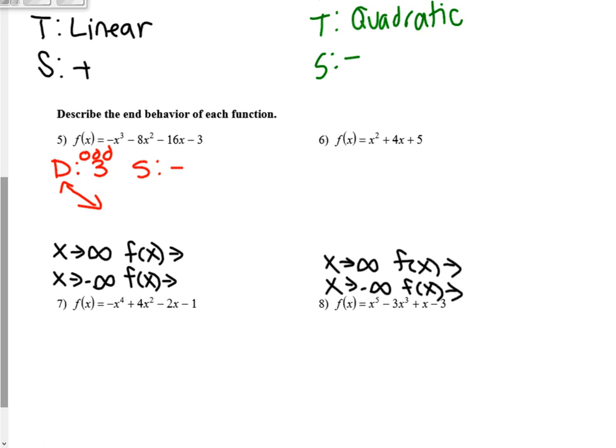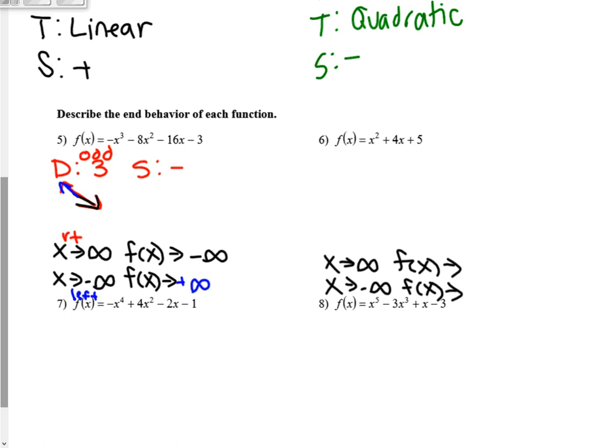So as x approaches positive infinity, tells me as I go to the right. As I go to the right on my little sketch, I'm going down. So I'm going towards negative infinity. As x approaches negative infinity, tells me I'm going to the left. As I go to the left on my little sketch, I'm going up. So I'm going towards positive infinity.